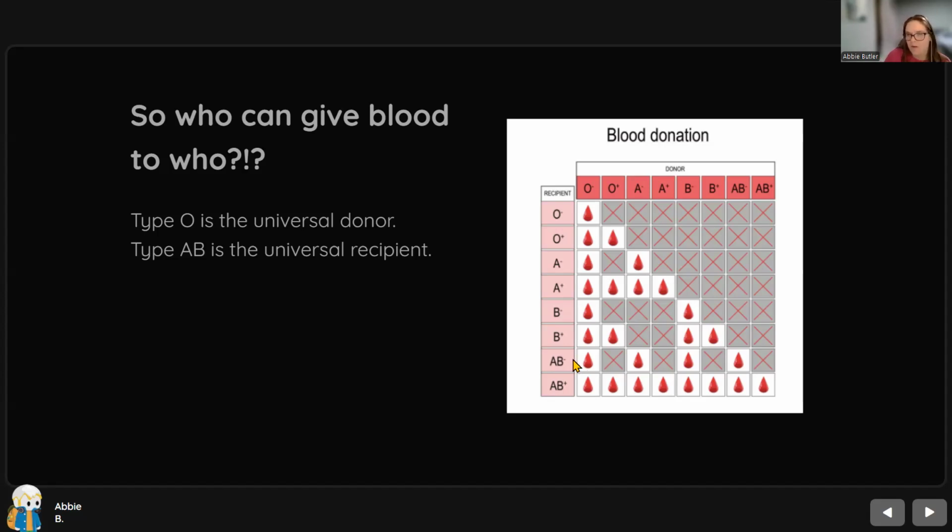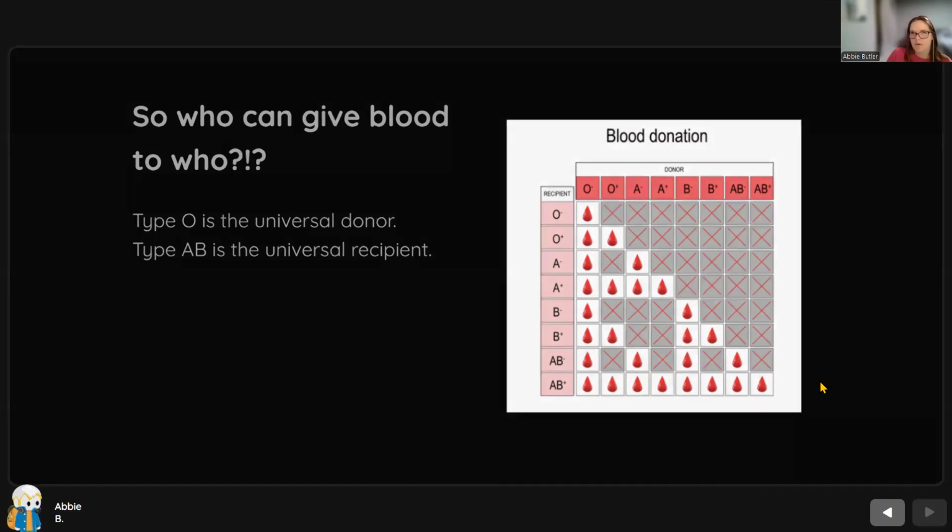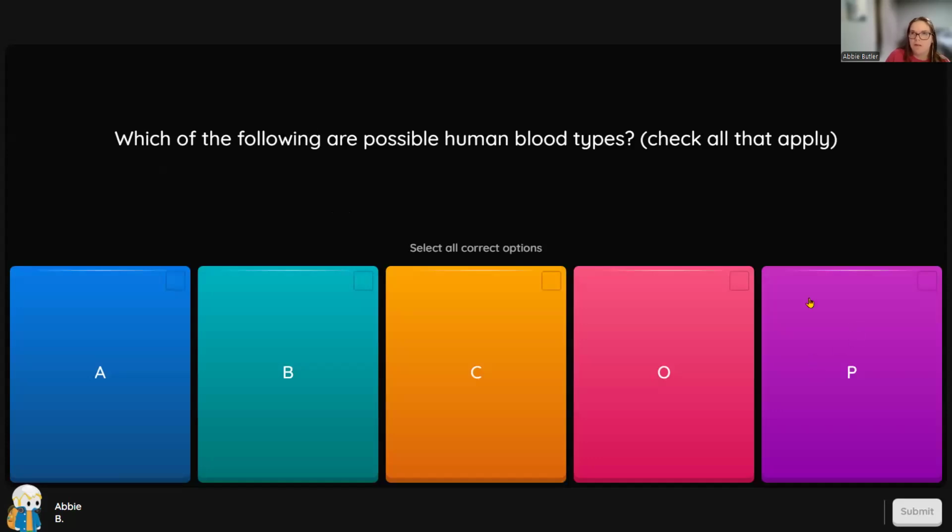Like AB negative can only accept blood from the negative blood types. They can accept from O negative, A negative, B negative, and AB negative. They do not want the positive Rh.